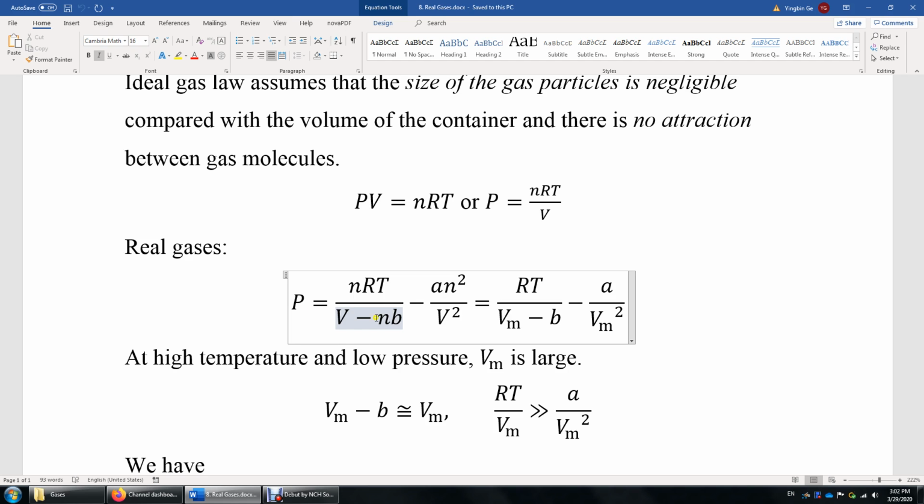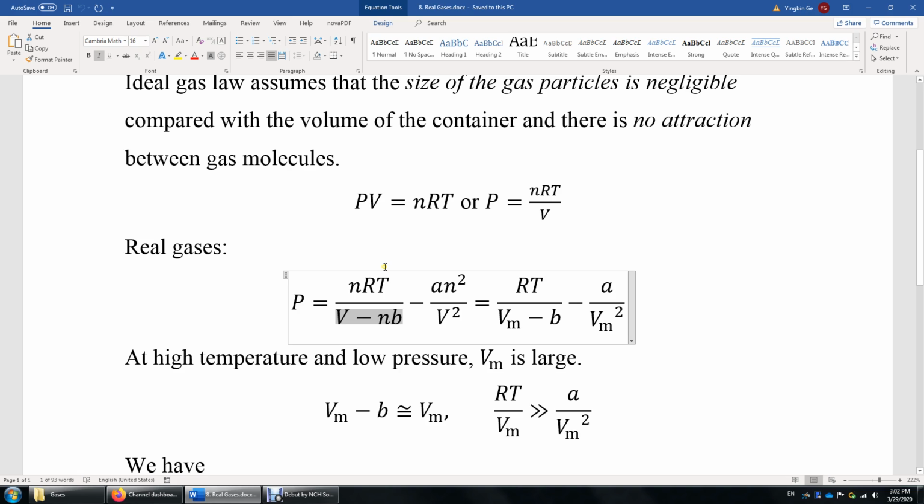So when we include this correction, you will see when B increases, when you have a larger molecule, this V minus nB is smaller, and nRT over V minus nB is bigger. Therefore, if you have larger molecules or larger atoms, their real pressure is higher than nRT over V.